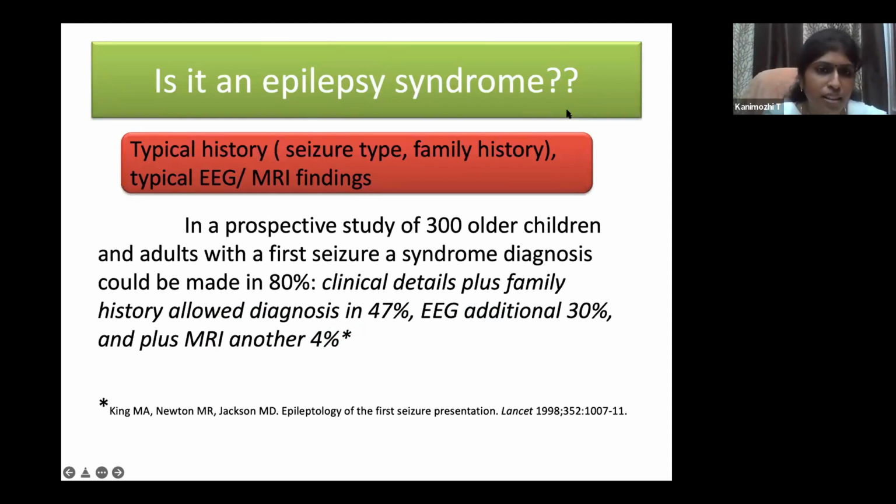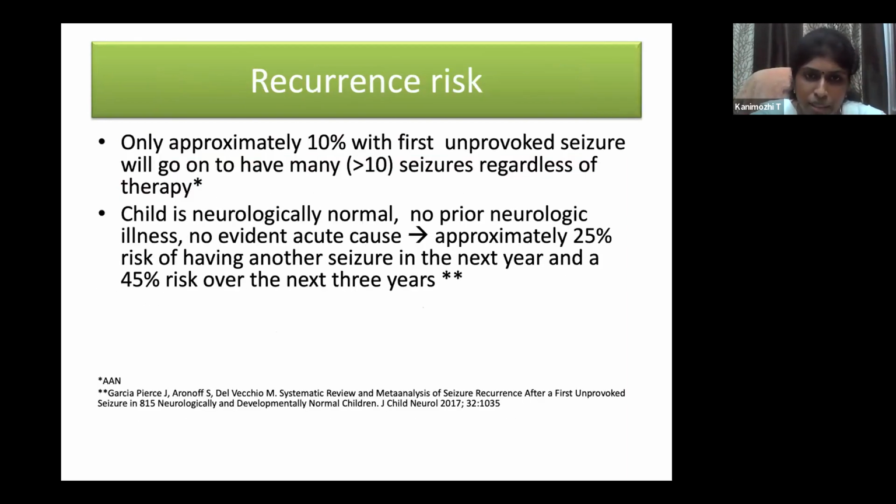So for epilepsy syndromes, with a typical history of the first seizure syndrome, in 80% we can make the diagnosis with the basic investigations that we could do. With history and clinical details, 47% of the epilepsy syndromes can be diagnosed, with EEG an additional 30%, and with MRI an additional 40%. But if it is not an epilepsy syndrome and it is a first seizure, then you think of the recurrence risk. That is very, very important.